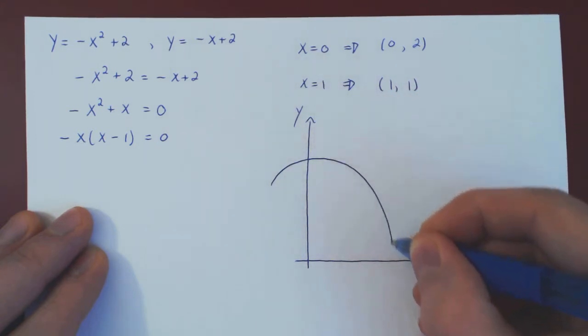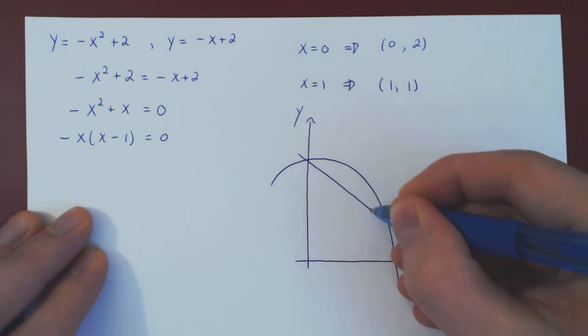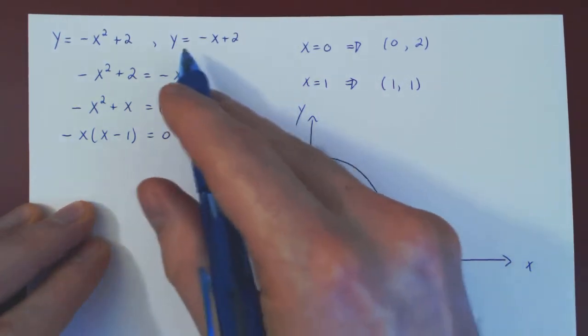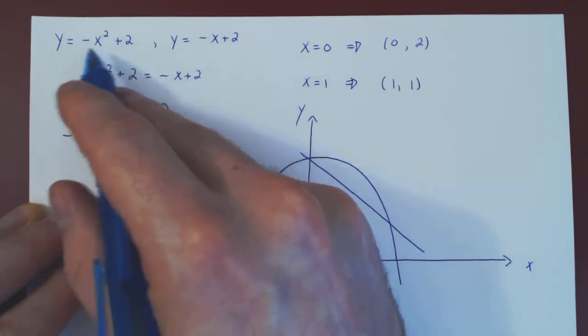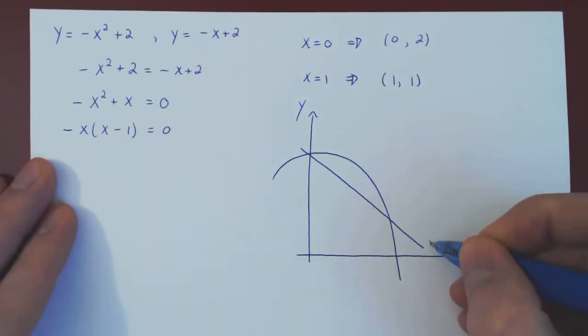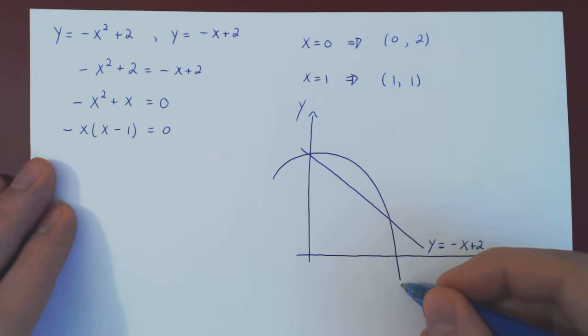The inverted quadratic, and our line. Again, a line of negative slope, and an inverted quadratic. So this is the line y equals, as we have said, negative x plus 2. And this is the quadratic y equals negative x squared plus 2.